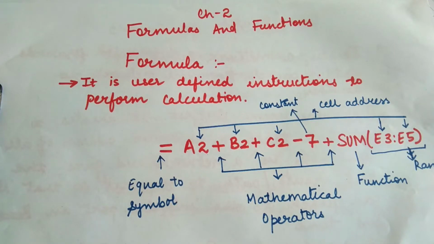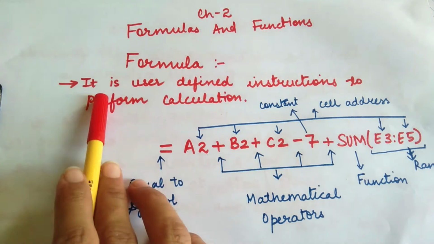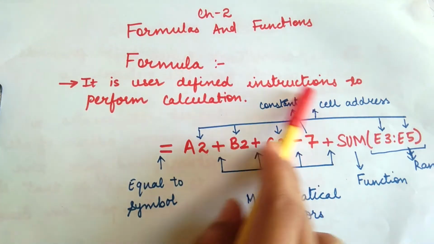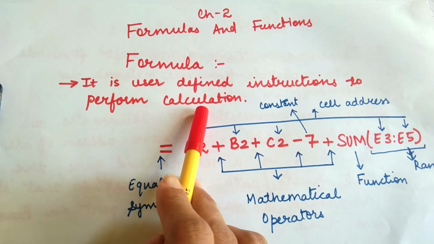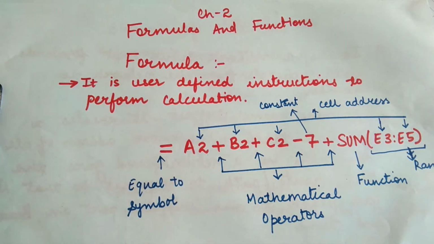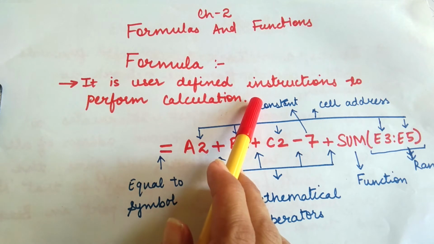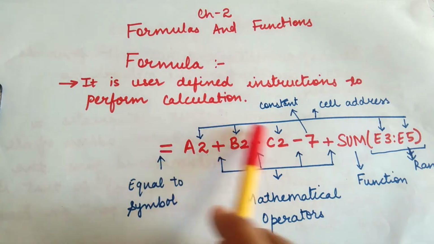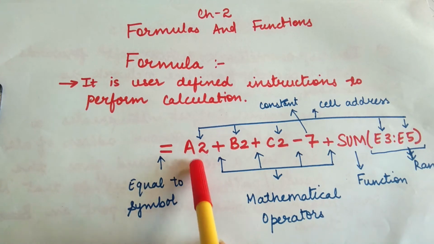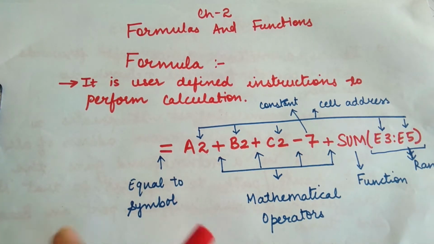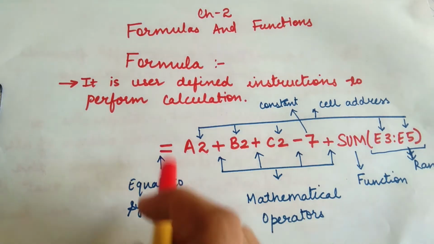Now, one of the important features of Excel is to perform calculations either using formulas or functions. Now, what is a formula? A formula is a user defined instruction to perform calculation. As a user I'm going to enter some data, and I want to perform various calculations on that data. So I define some instructions, and the software will follow and process those instructions and give me the result of those calculations. That instruction which I define in a spreadsheet is called a formula.